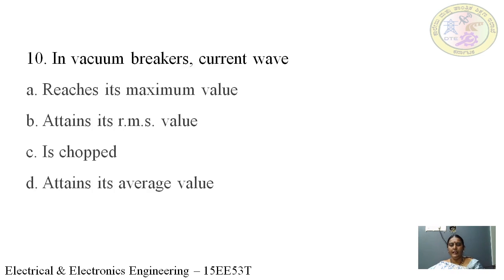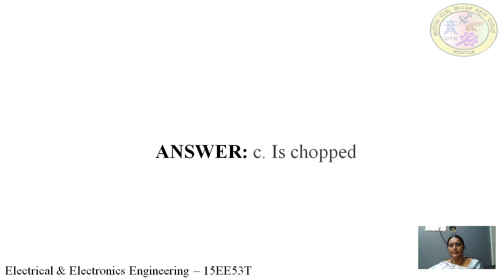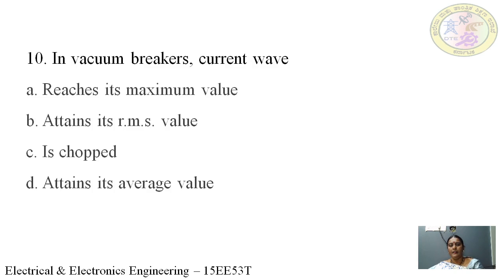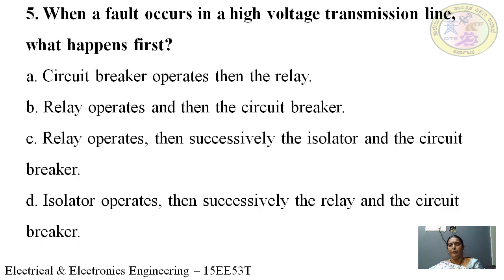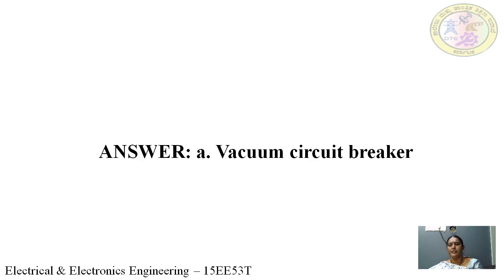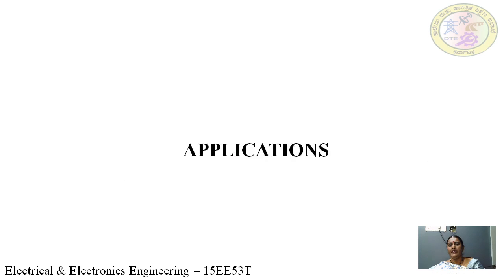Fault magnitude and time. Next, in vacuum breaker, current wave reaches its maximum value, attain its RMS value, it is chopped, attain its average value. Current value, it is here, it is chopped, it is the correct answer. Next, it is chopped one.